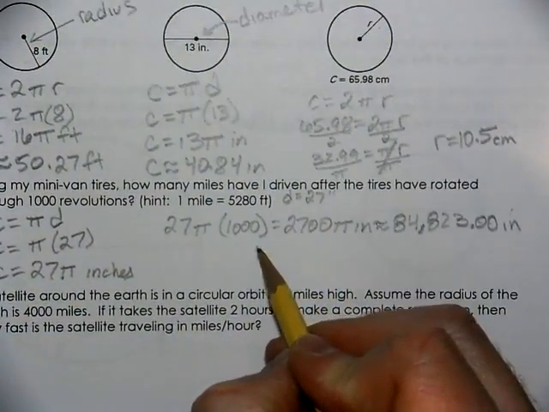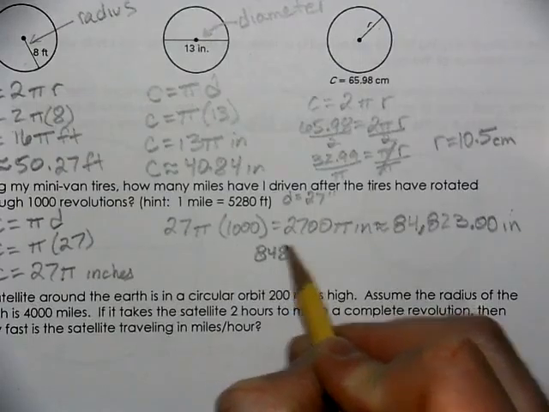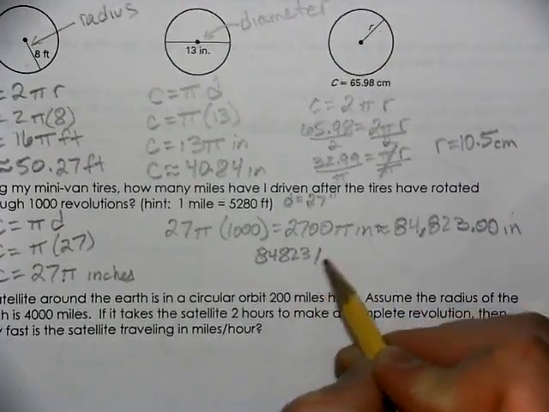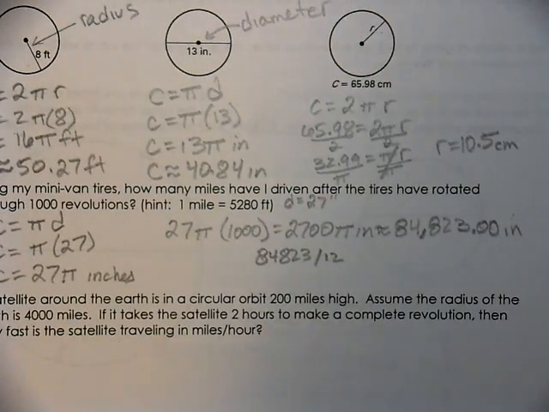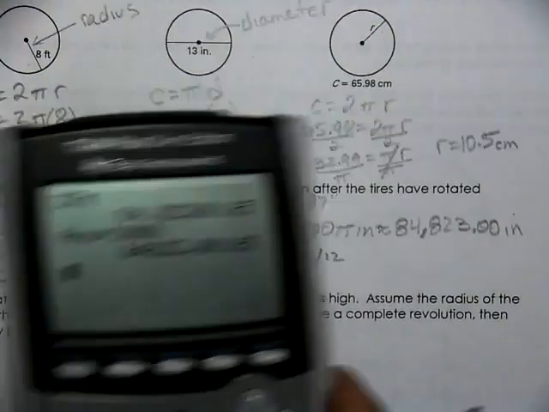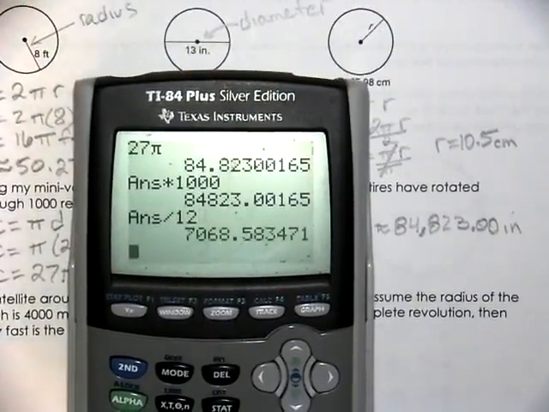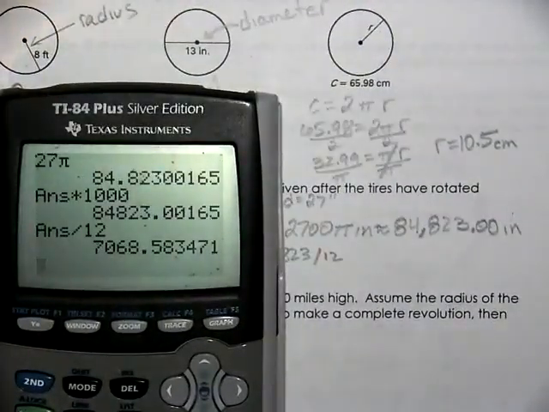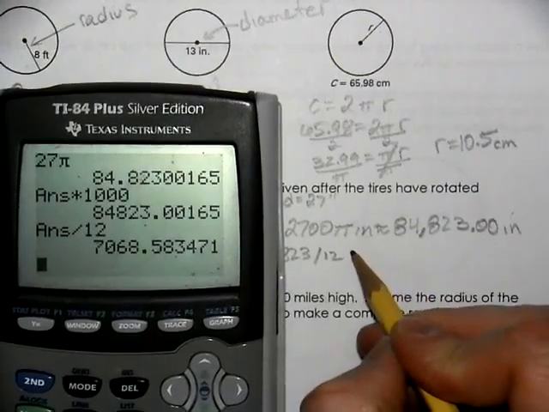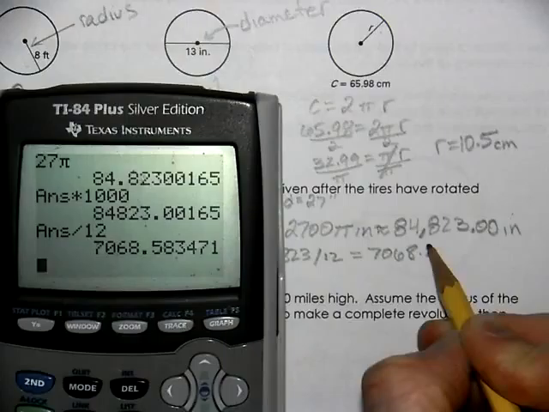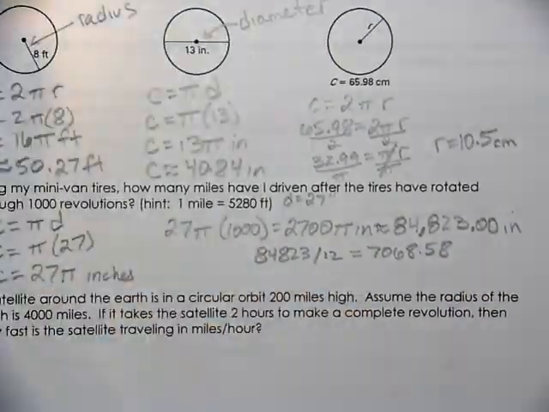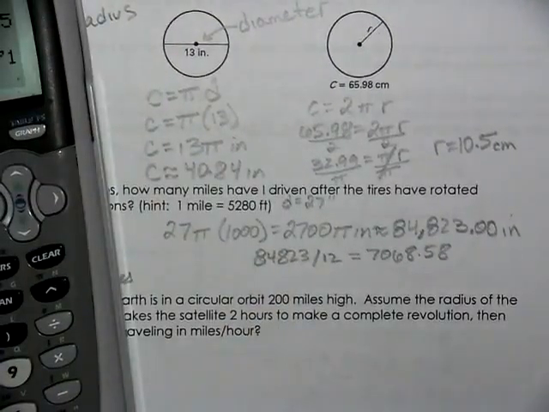Now we're going to take this 84,823 and we're going to divide it by 12, because there are 12 inches in every foot. So you're going to take all these inches and group them into groups of 12 inches, and each 12 inches is considered a foot. So now there are 7,068.58 feet.